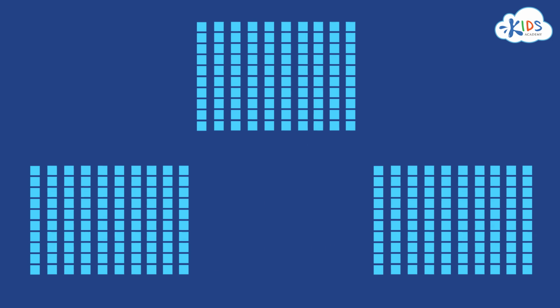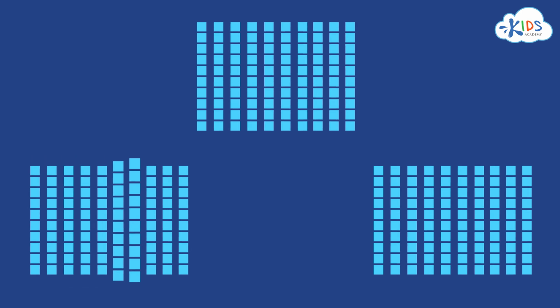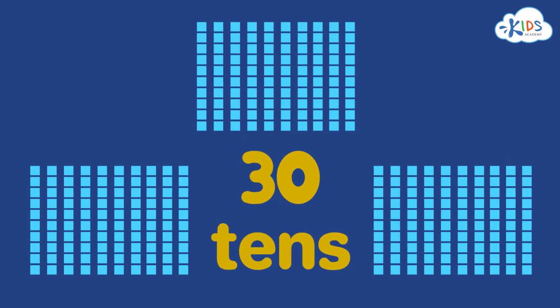What about 30 longs? How much is that worth? Is there an easier way to say 30 longs? Is there a trade we can make? If each long is worth 10, we can count each long as 10, just like before.